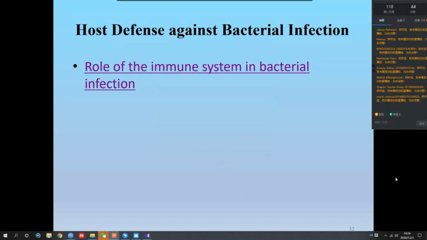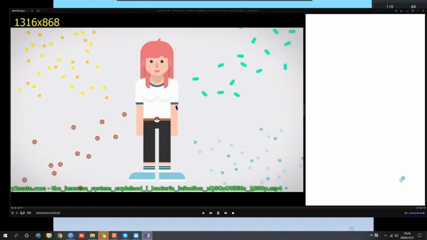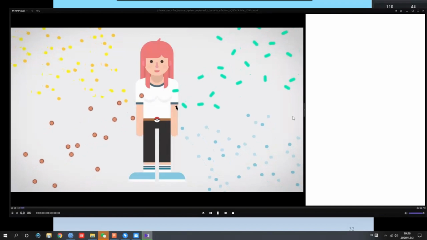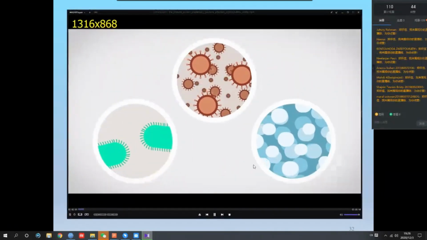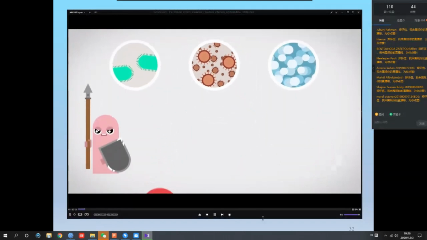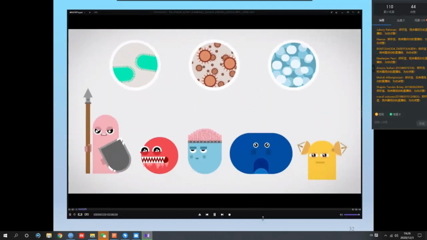Every second of your life, you are under attack. Billions of bacteria, viruses, and fungi are trying to make you their home. So our bodies have developed a super complex little army with guards, soldiers, intelligence, weapons factories, and communicators.